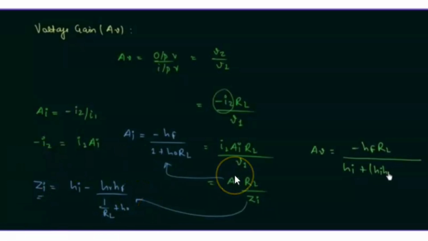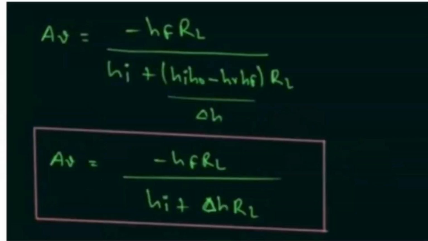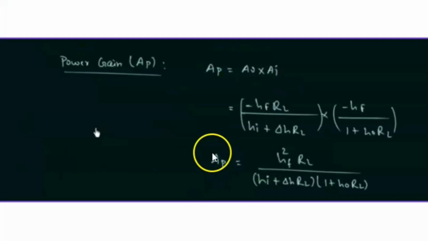So we can just put these values in a formula and from that we are going to get the value of voltage gain, which is equal to minus HF RL by HI plus HI H0 minus HR HF times RL. Now this whole expression we will call delta H. So we are going to get the value of voltage gain as minus HF RL by HI plus delta H times RL.